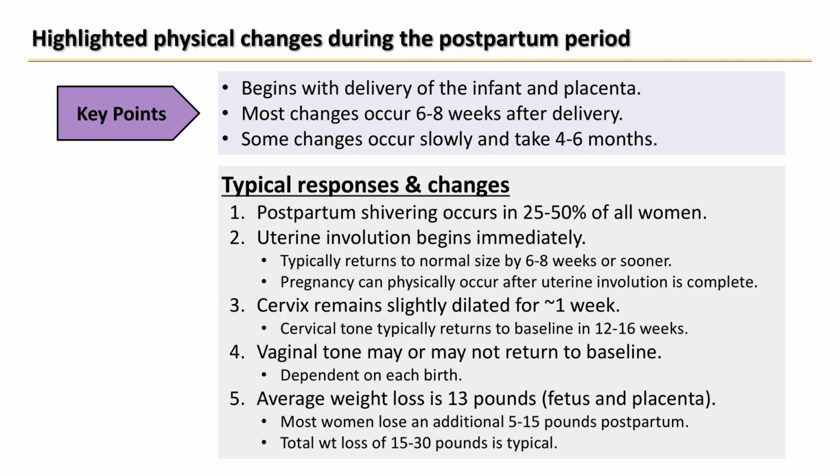So what are some of the typical responses and changes? Postpartum shivering, due to blood loss and/or temperature changes, and also due to drastic reductions in hormones that were previously being produced by the placenta, occurs in 25 to 50% of all women. Immediately following birth and delivery of the placenta, uterine involution begins. The uterus will typically return to normal size by 6 to 8 weeks, and in some women maybe even sooner. And recognize that pregnancy can physically occur after uterine involution is complete.